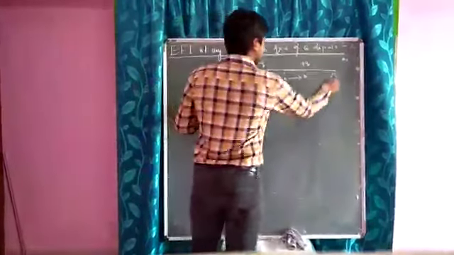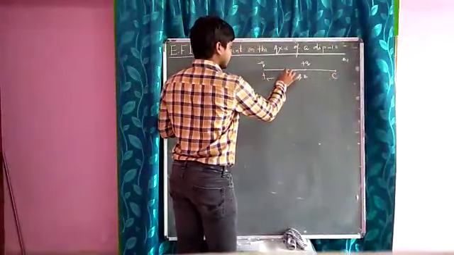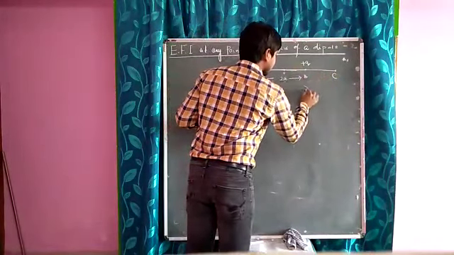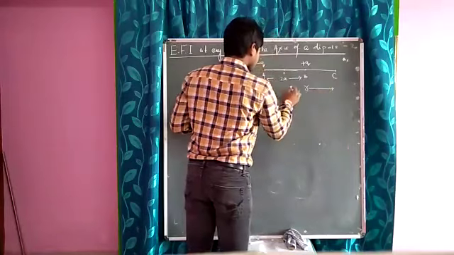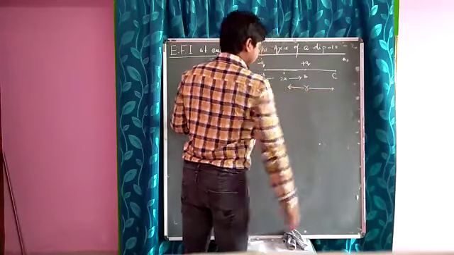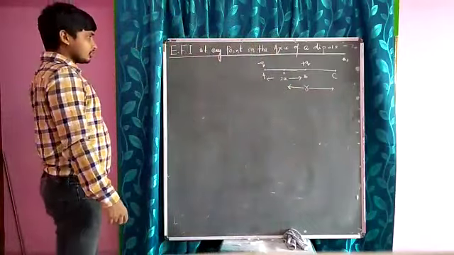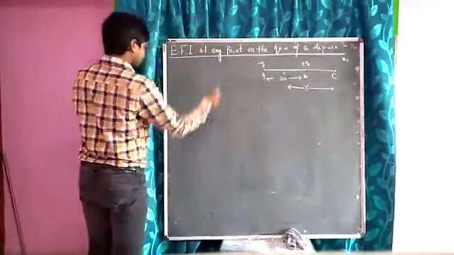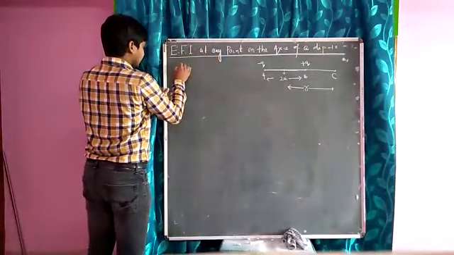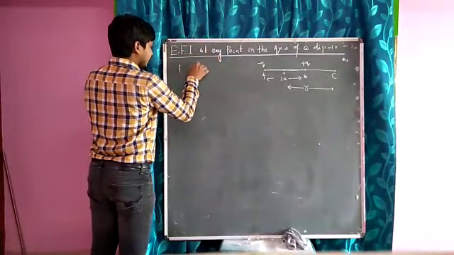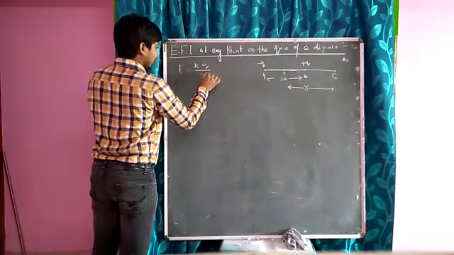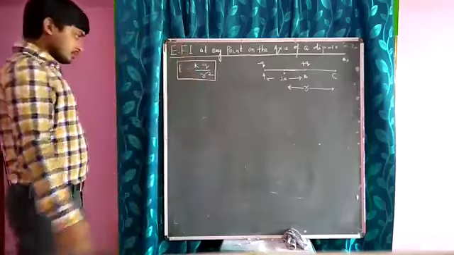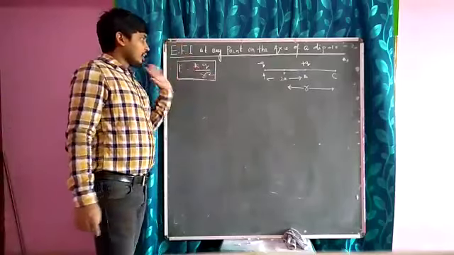Let the distance of this point C from the center of the dipole, from the point O, be r. And we know that the expression for the electric field intensity due to a single point charge is E equal to kq by r square. This formula you have to remember. E equal to kq by r square.